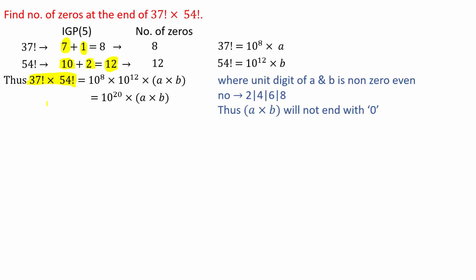So from this we can say that A and B are numbers whose unit digit is not going to be 0. The unit digits of A and B will not be 0. The unit digits of A and B are going to be even numbers. They can be 2 or 4 or 6 or 8. So from this we can say that A into B cannot end with 0. The multiplication of A and B is not going to end with 0. So the number of zeros at the end of 54 factorial into 37 factorial is equal to 20.